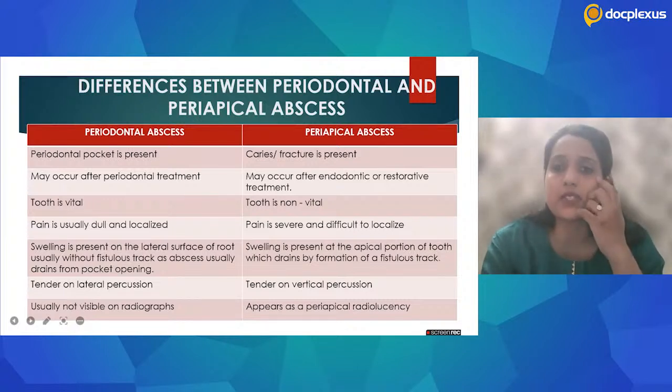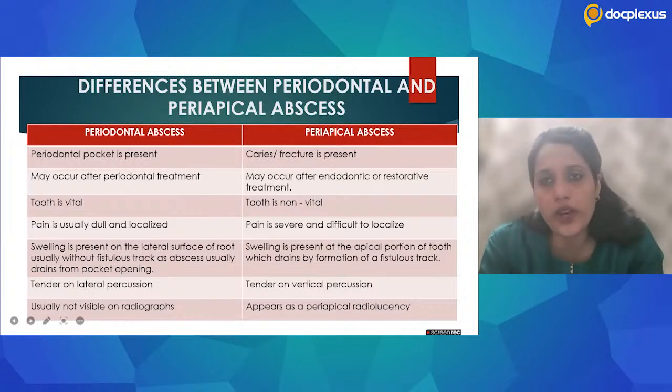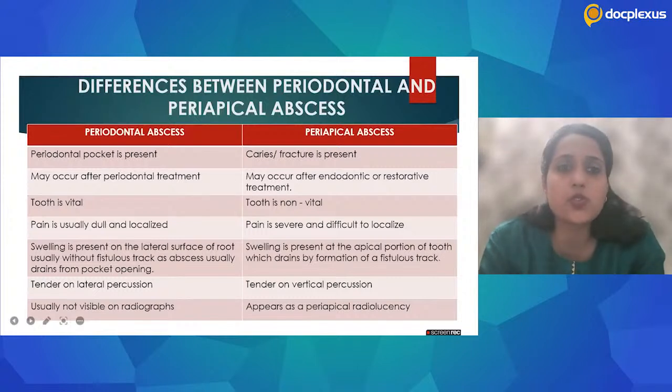In periapical abscess, it may occur after endodontic or restorative treatment. In periodontal abscess, usually the tooth is vital. We can do a cold test, heat test, or electric pulp testing. It is usually non-vital in periapical abscess, saving on your local anesthesia. Pain is usually dull and localized. Pain is usually severe and difficult to localize in periapical abscess.